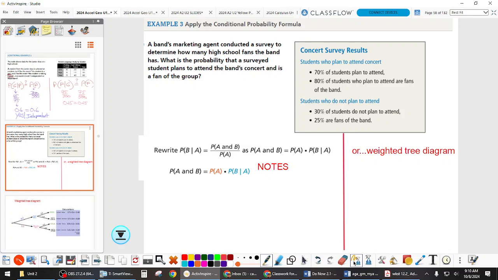Well, let's get familiar with what's going on. It says the band's marketing agent conducted a survey to determine how many high school fans the band has. What is the probability that a surveyed student plans to attend and is a fan? First thing you need to know is the word and shows up, and it's going to make you want to just multiply. Can we? What do you have to ask before you just multiply? Is it independent? And do we know that?